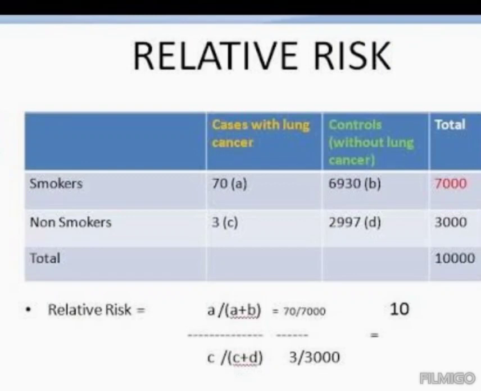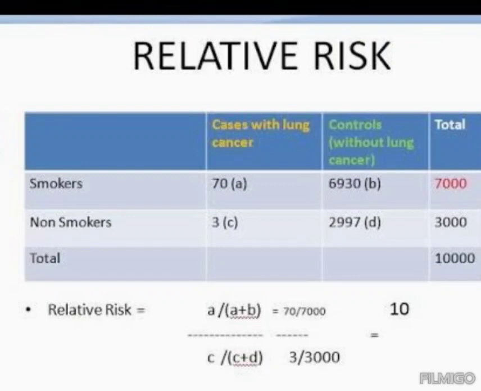Risk ratio can be calculated by using the formula A by A plus B divided by C by C plus D. Or in easy form, incidence among exposed divided by incidence among non-exposed. Relative risk reduction: the simple formula is 1 minus risk ratio.